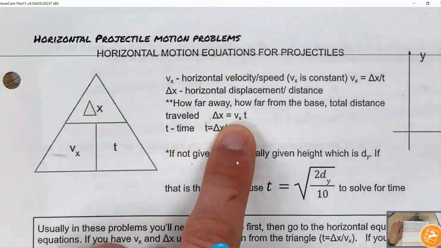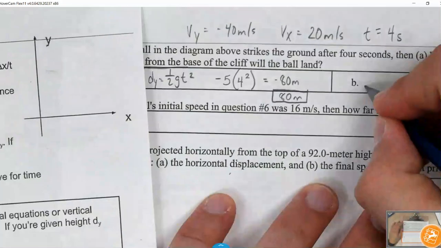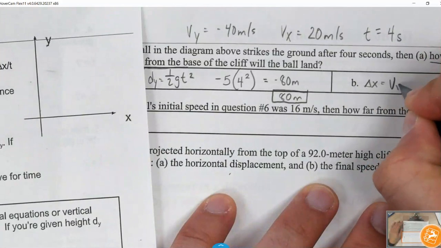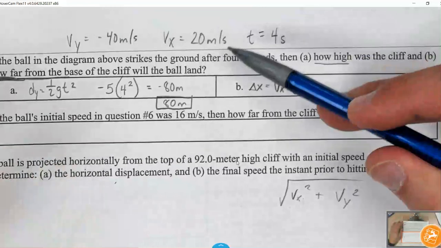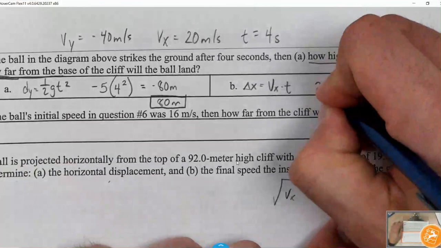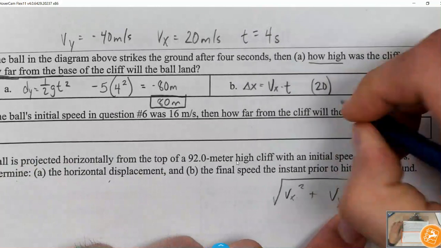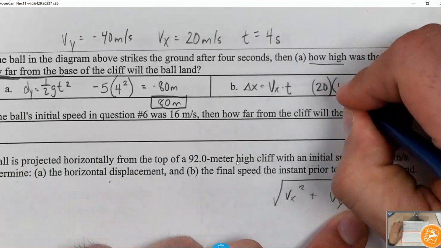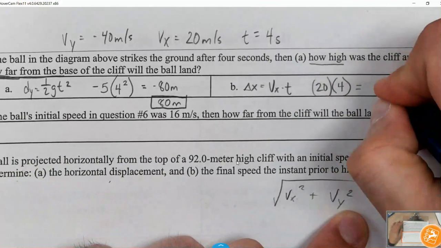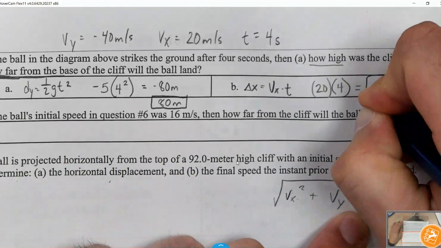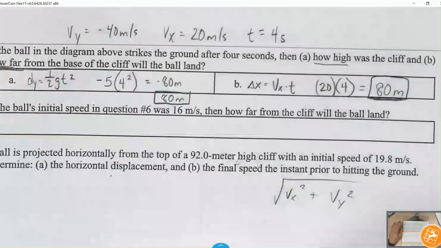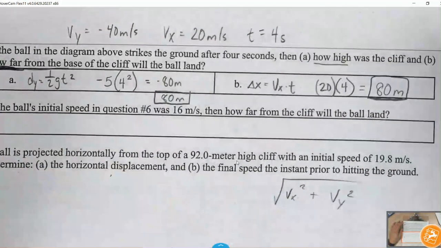I also have it written out here. Vx times time. And we were given Vx of 20. And what was our time again? 4 seconds. And what's 20 times 4? So we would have landed 80 meters away.